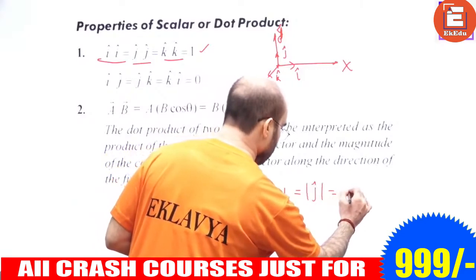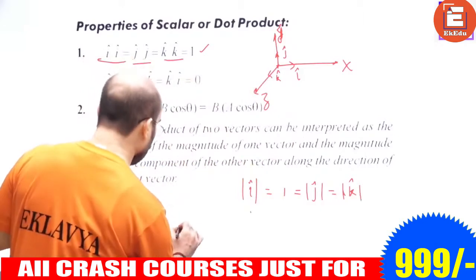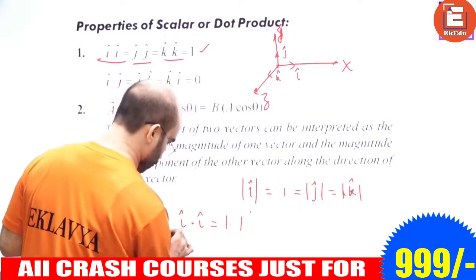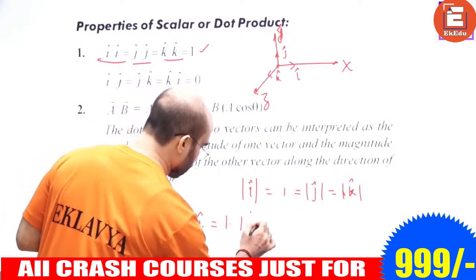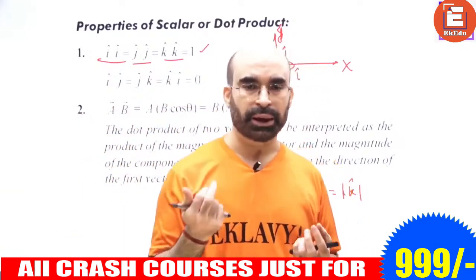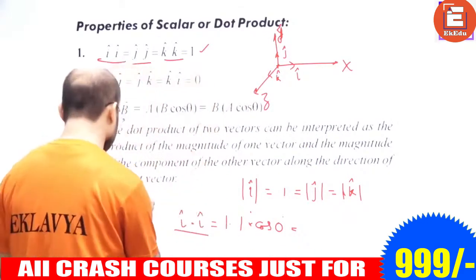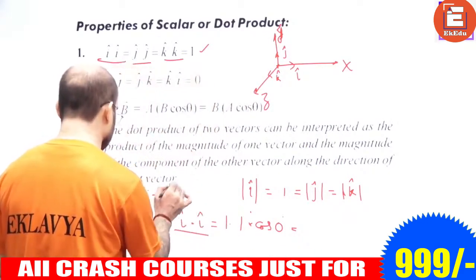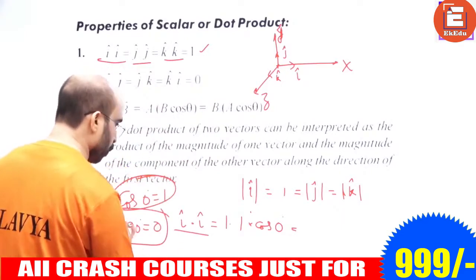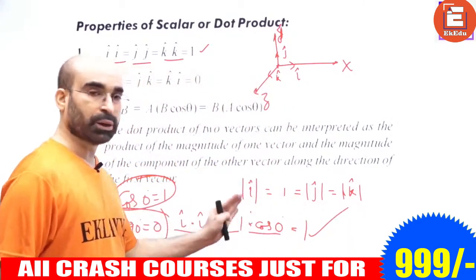J cap or K cap, mod of this equals 1. So if you are doing I dot I, the magnitude is 1 for both. This into cos. What is the angle between I and I? 0 degree. So cos 0 degree. What is cos 0 degree? Cos 0 degree is 1. Cos 90 degree equals 0. So this is ultimately 1, right? Cos 0 is 1, 1 into 1 into 1 is 1.